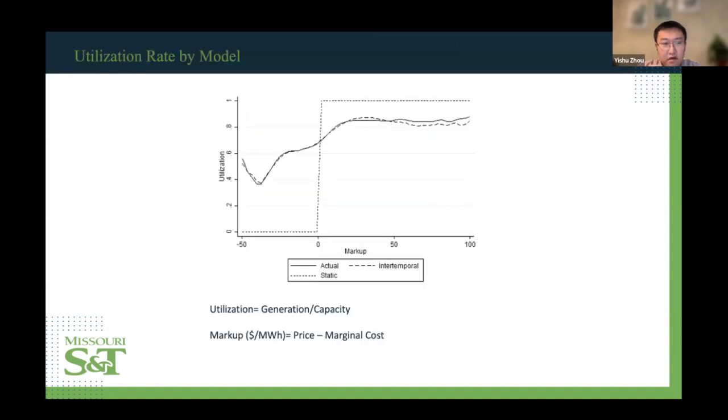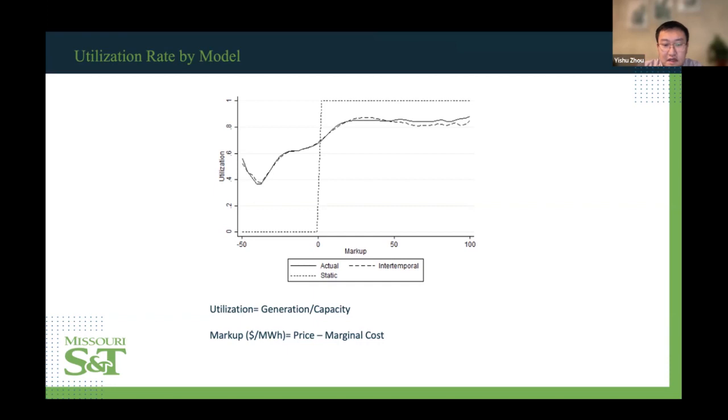Here I have skipped many tables, but I'm using one graph to illustrate our results compared to a static model. In this graph, the vertical variable is utilization rate, which is basically the actual generation divided by the maximum possible generation capacity. The horizontal variable, markup, is basically the price subtracted by the cost. So it's the profit margin.